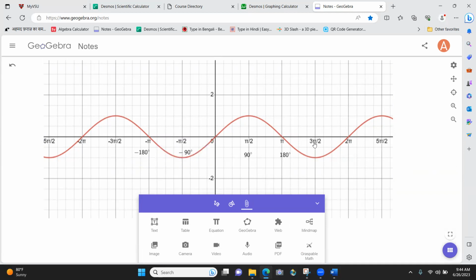So what is this one? 3 pi over 2. If pi over 2 is 90, 3 pi over 2 will be 270. 90 times 3. What's 2 pi? That's 360. If pi is 180, 2 pi is going to be 180 times 2, so on and so forth. But these two are good enough for today. So this is the graph of the sine function. That's what we call it.